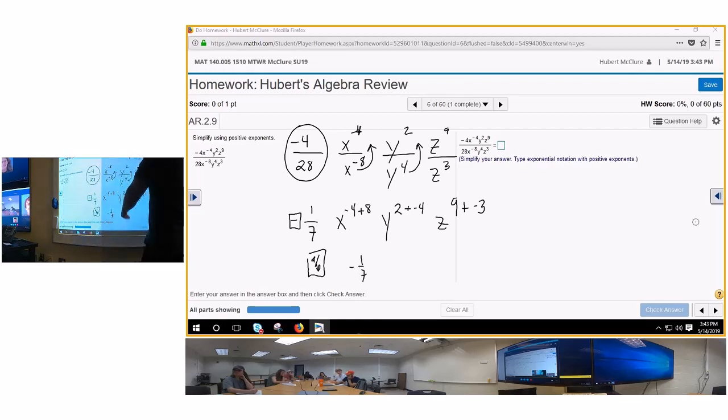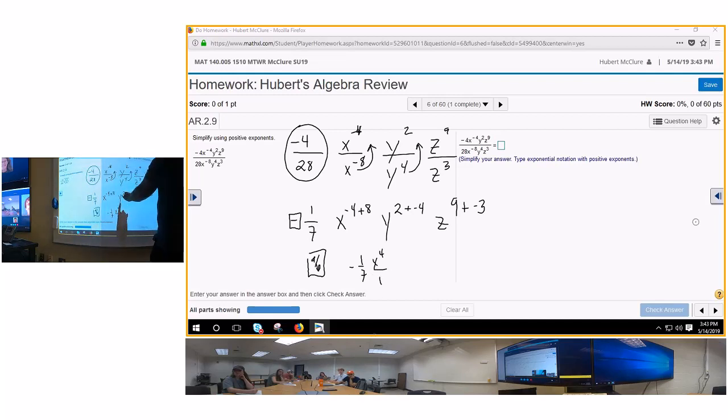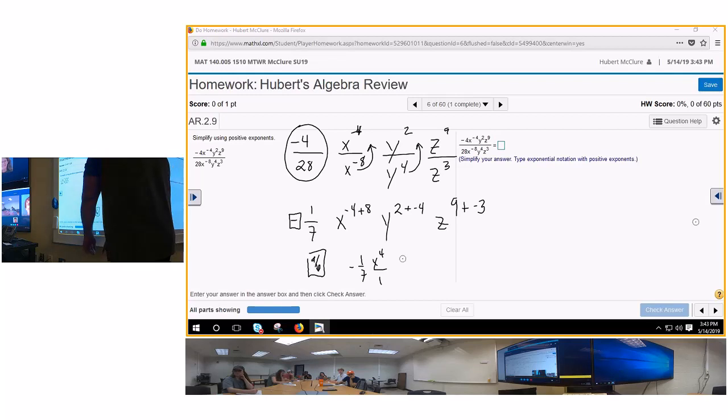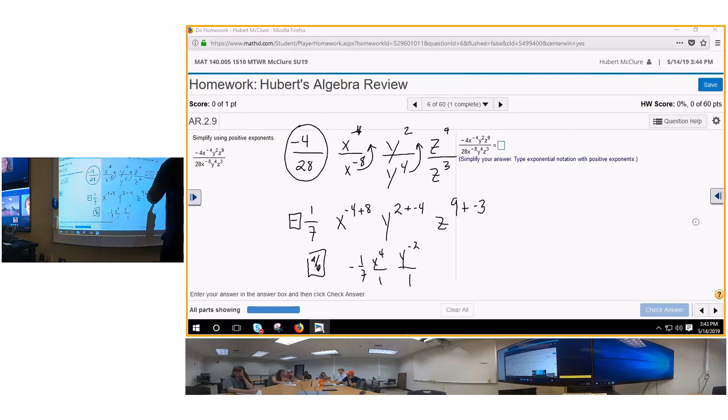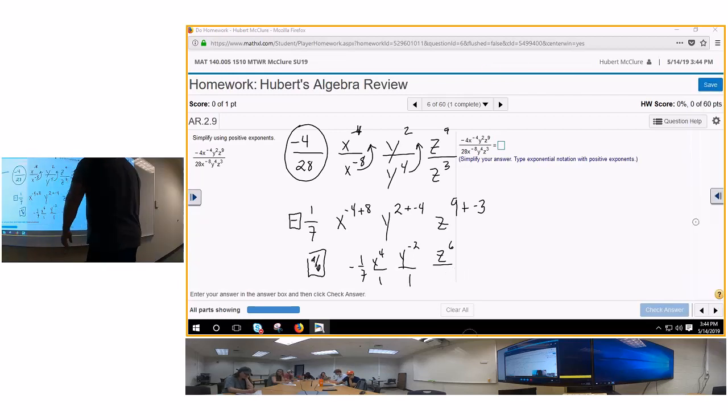And negative 4 plus 8 is x to the 4th over 1. 2 minus 4 is negative 2, y to the negative 2 over 1. And 9 minus 3 is 6, z to the 6 over 1. Now there's a rule in mathematics here in the United States of America.